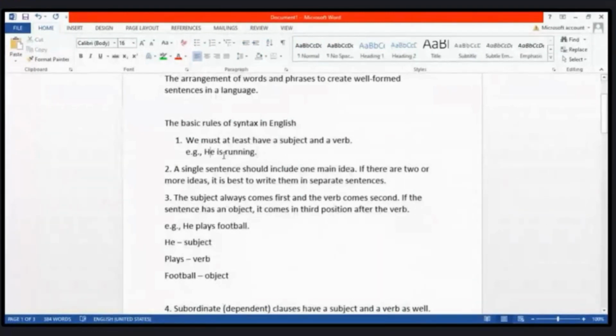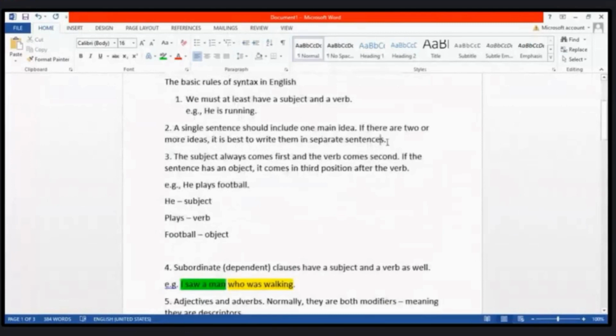So, he is running. Subject is the helping verb. Running is the main verb. And it is ideal to have only one main idea in a sentence. Normally, if you have two or more ideas, it is best to write them in separate sentences.